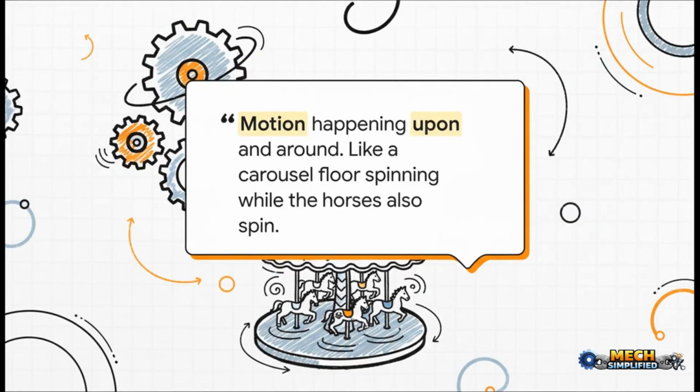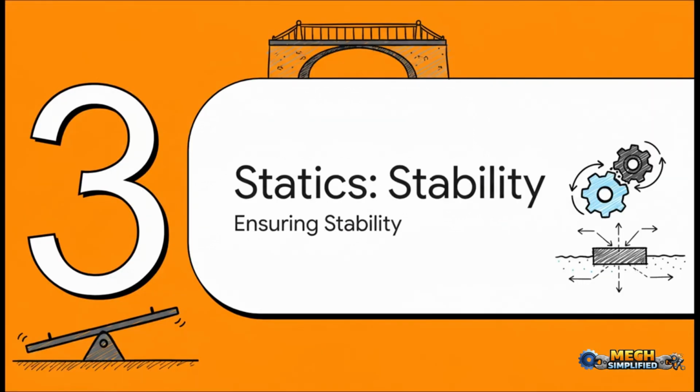I love this analogy. It's just a perfect way to picture it. If a simple gear train is just horses spinning on fixed poles, then an epicyclic gear train is the whole carousel. The floor itself is spinning around, and at the same time, the individual horses are also spinning on their own poles. You've got these multiple layers of motion all happening at once. It's brilliant. Okay, so we figured out how to control motion. Fantastic, but that's really only half the battle. We also have to make sure that the incredible forces running through our machines don't just tear them apart. And that brings us to the science of stability, statics.